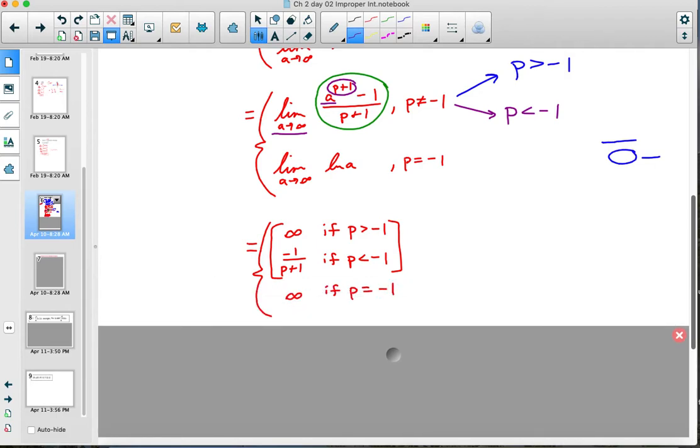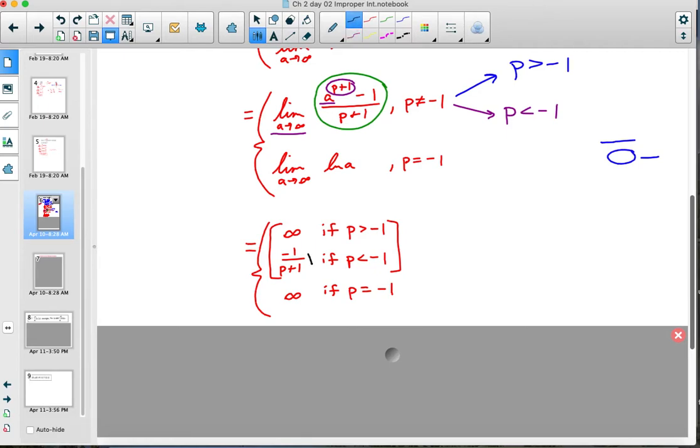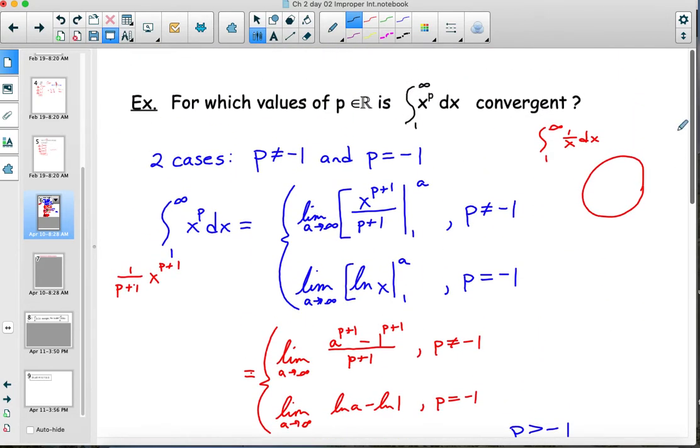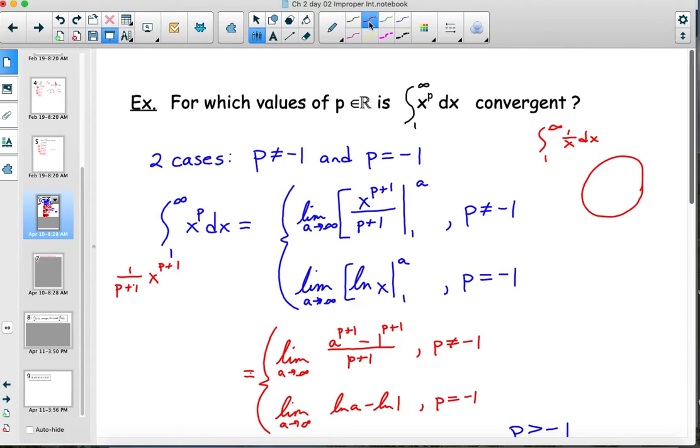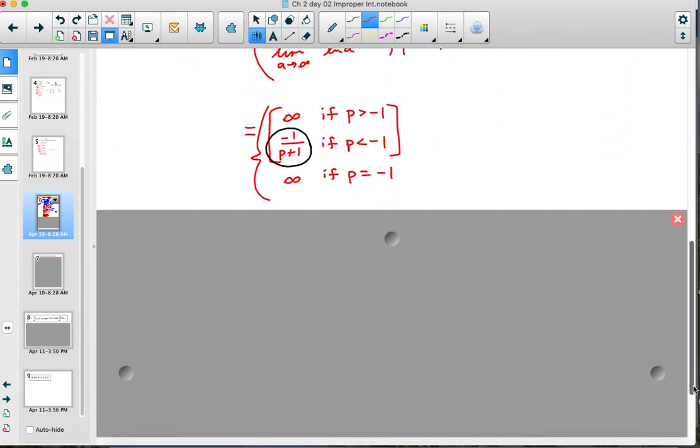And then in the second case, when p was equal to negative 1, we had infinity. So you can see that in 2 out of these 3 situations we're going to get infinity. There's only one situation where we're actually going to get some finite number, some answer for this problem. So it's only going to converge when p is less than negative 1. Let's go back up to the top, because we've talked about a lot of stuff here. So when p is less than negative 1, it'll converge, but in all other cases, it's going to diverge. So I've summarized that.